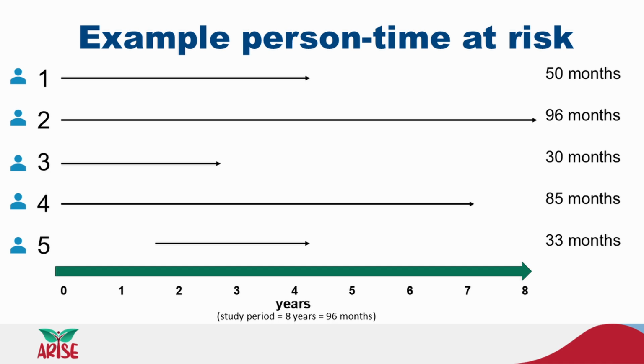Subject 3 develops the health outcome in year 3. Their person time is 30 months. Subject 4 migrates away from the area and is lost to follow-up in year 7. Their person time is 85 months. Subject 5 joins the study in year 2 and develops the health outcome in year 5. Their person time is 33 months. To calculate the total person time at risk for the study, we added up all 5 person times, 50 plus 96 plus 30 plus 85 plus 33 equals 294 person months.